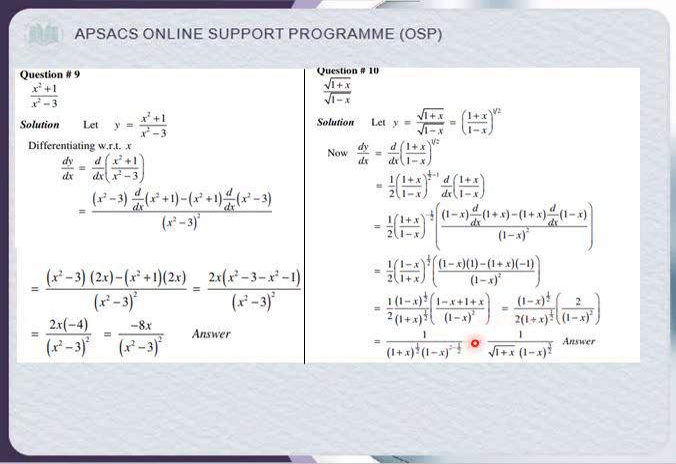Now the base is in the power, add. The base in the power of x is 1 minus x raised to the power 2, and 1 minus x raised to the power minus half, because I am just shifting the power from numerator to denominator.